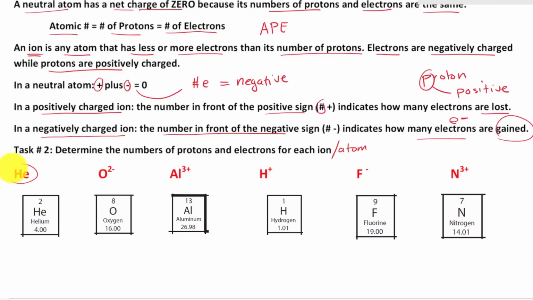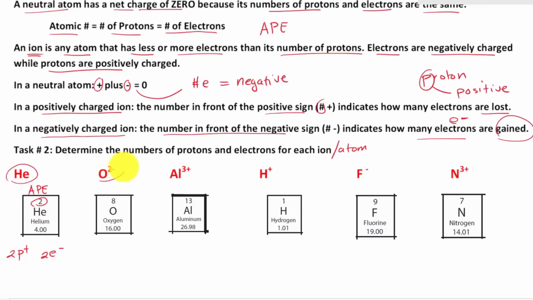Well, in this case, is this an ion at all? No, it doesn't have a charge. So we know right away that the number of protons is equal to the number of electrons and equal to the atomic number. So right here we have 2 protons, 2 electrons. That's the definition of a neutral atom.